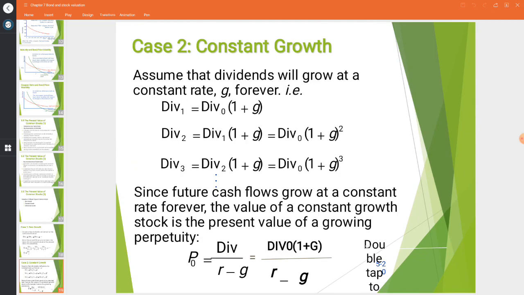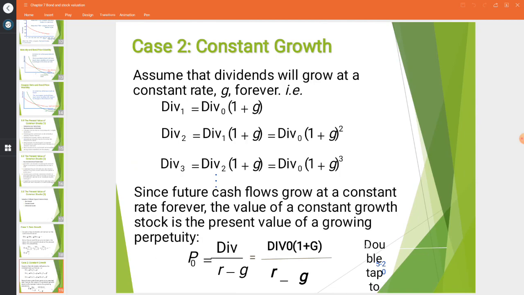The same situation: DIV2 is equal to DIV1 multiplied by 1 plus G, which is equal to DIV0 multiplied by (1 plus G) to the power of 2. The same situation: DIV3 is equal to DIV2 multiplied by 1 plus G, which is equal to DIV0 multiplied by (1 plus G) to the power of 3.